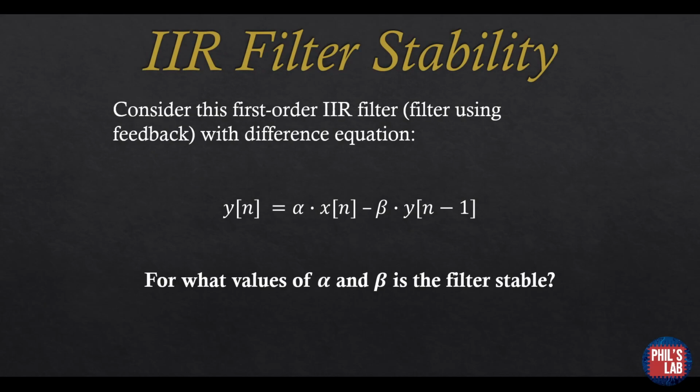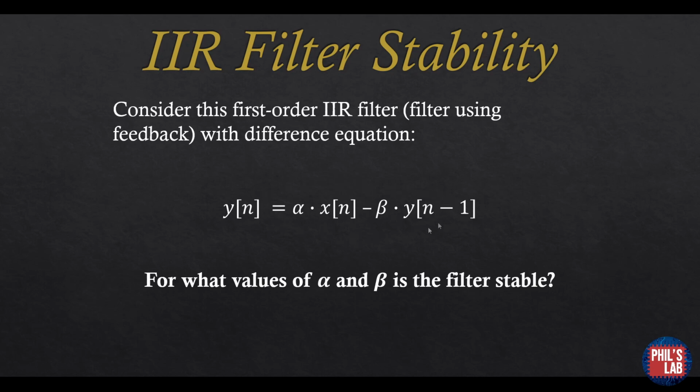Now let's actually use this to analyze the stability of an IIR filter. I'll talk about IIR filters in a future video, but let's look at a first order filter for this case. Effectively, an IIR filter is some sort of digital filter that uses feedback. Typically we'll have a first order filter where the output is some constant times the input, and we take away some fraction of the previous output.